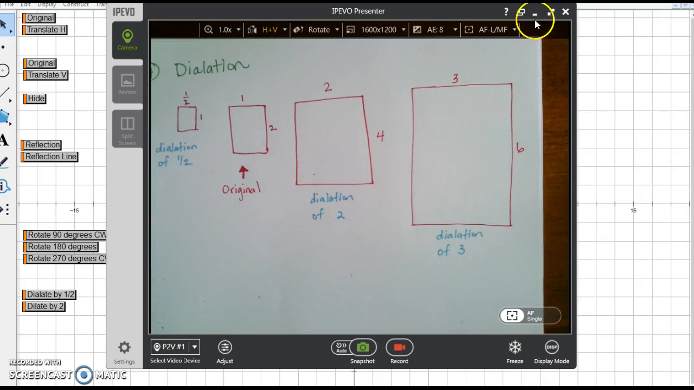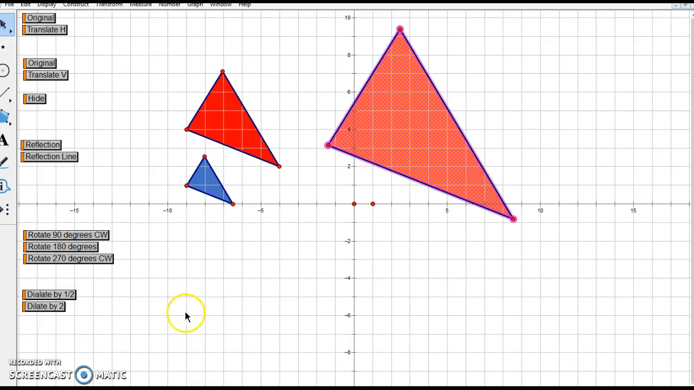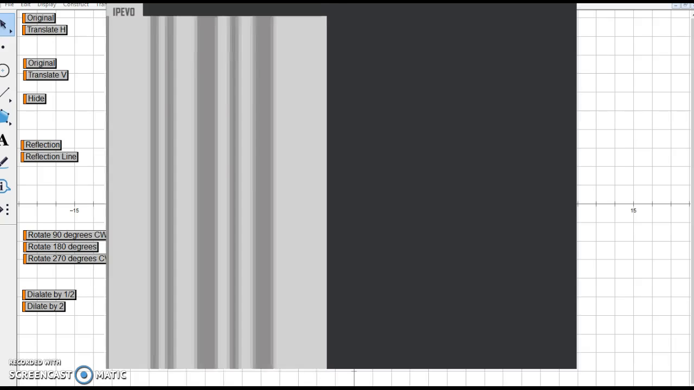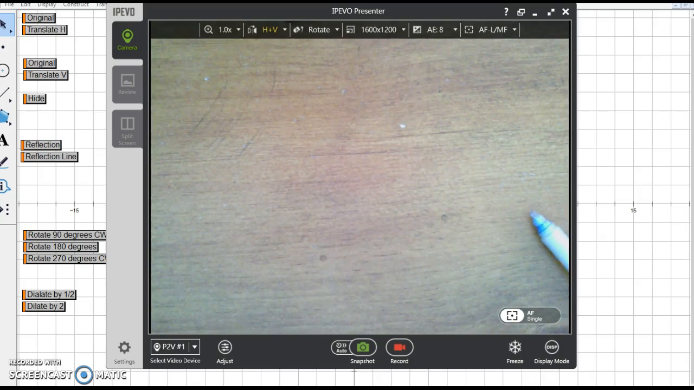So to show you that in the program, here's my original triangle. I can have a dilation of 1/2. Notice it gets smaller. Or I can have a dilation by 2. Notice that that one's going to get bigger. It's twice the size of my original. So these are 4 types of transformations. We have dilation, rotation, translation, and reflection.